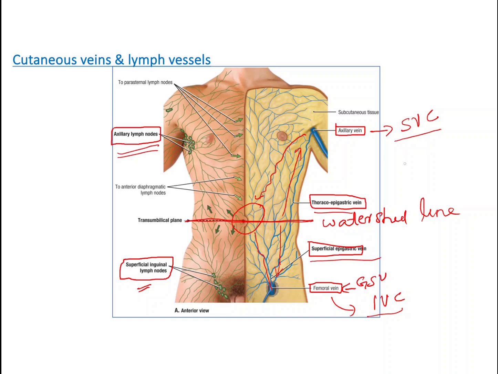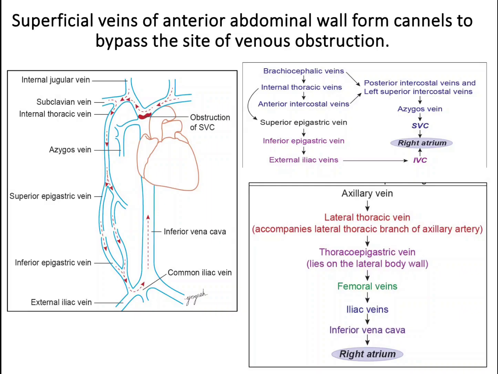And during vena caval obstruction, these channels will open up and provide collateral circulation. That means the superficial veins of the anterior abdominal wall form channels to bypass the site of venous obstruction.